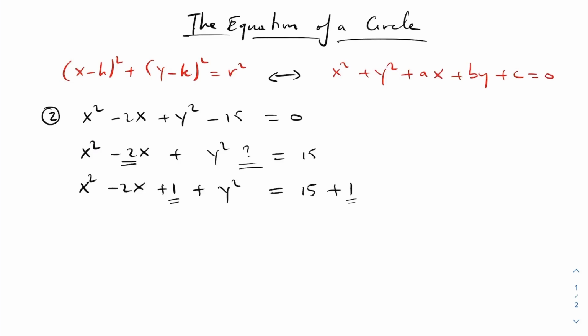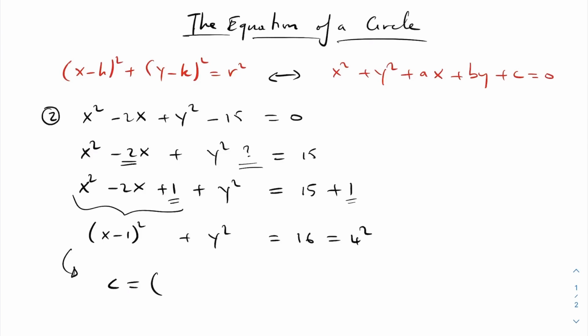And so these first three terms here are going to give me x minus 1 squared plus y squared equals 16. And 16 here is just 4 squared. Finally, I can read off that my center is going to be the point of coordinate 1, 0, because there's nothing being subtracted from the y here. So this y is basically just the same as y minus 0 all the way squared. And my radius is going to be r equals 4.